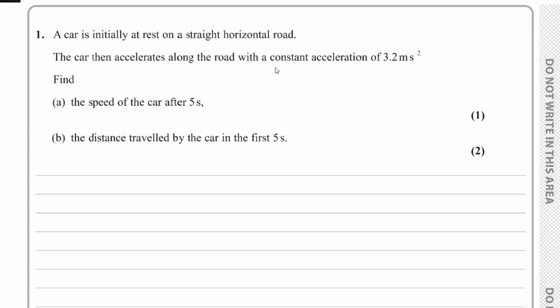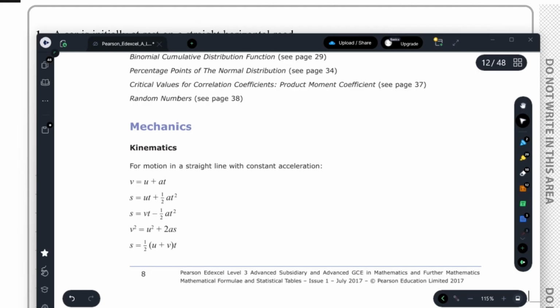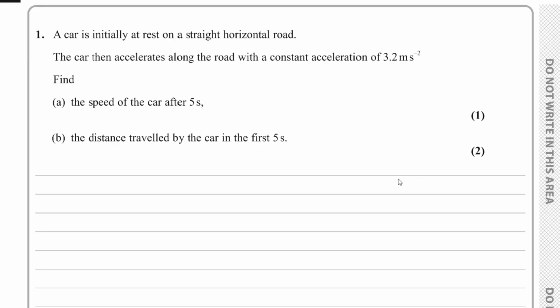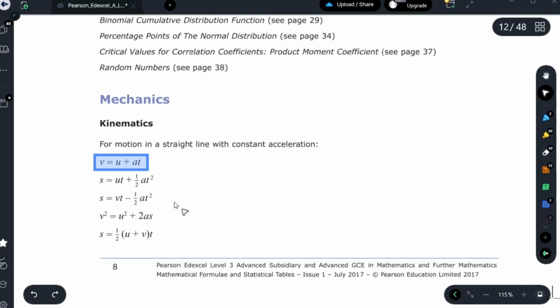In this question we are dealing with constant acceleration, and therefore we have to use the SUVAT equations shown here. We are told the car is initially at rest. It has constant acceleration of 3.2 meters per second squared. We are finding the speed of the car after 5 seconds, which means we have to use the formula v equals u plus at.